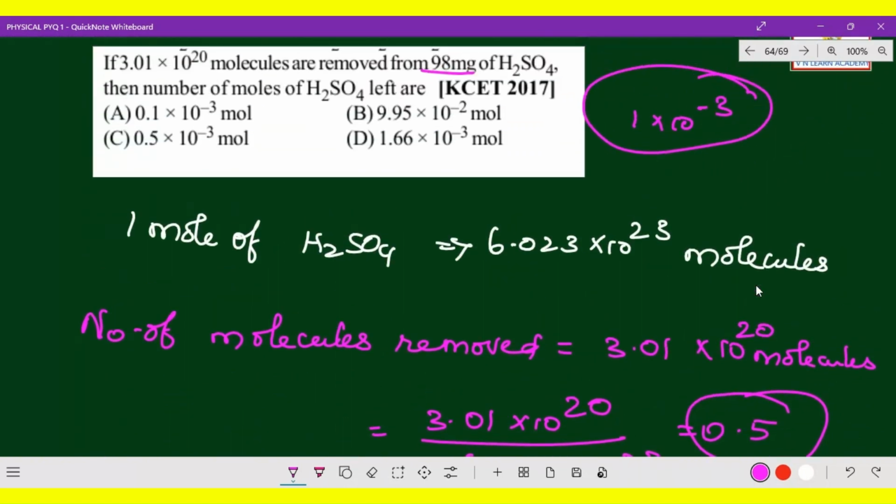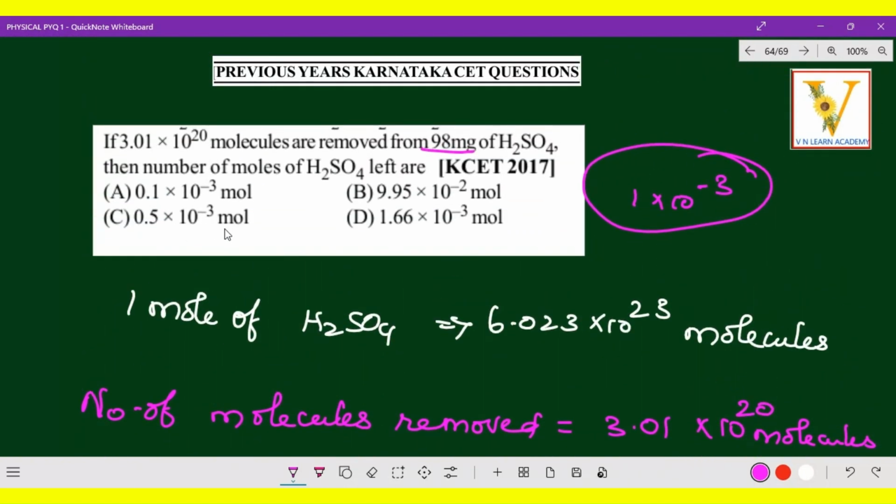Come on. What is the answer? 0.5 into 10 to the power of minus 3. Yes, minus 3 mole. Right. I got that. So which is the correct option? Option C is the correct option. Yes. Come on. Let's go to the next question.